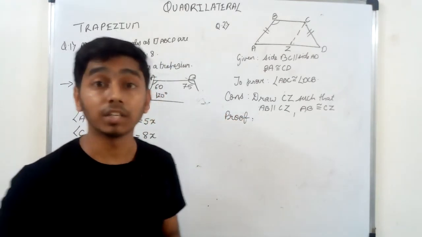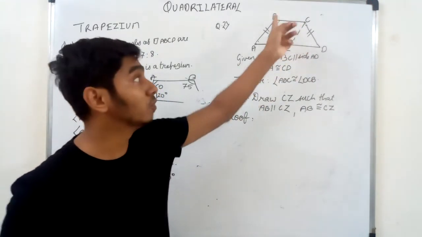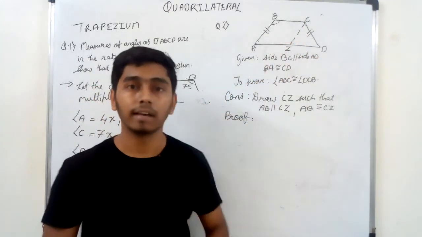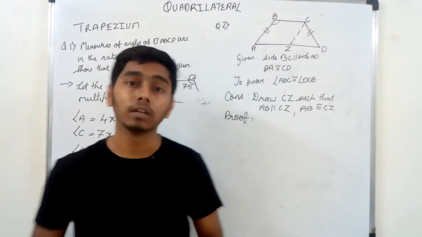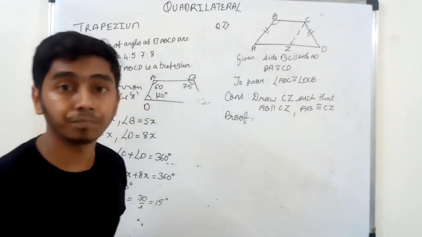I hope you have understood the question. We have to prove that these two angles should be congruent. But to prove these two angles to be congruent, we'll prove the base angles to be congruent. If we are able to do it, then we can also say these angles are congruent. So we'll see how we do it. For that we did this construction.